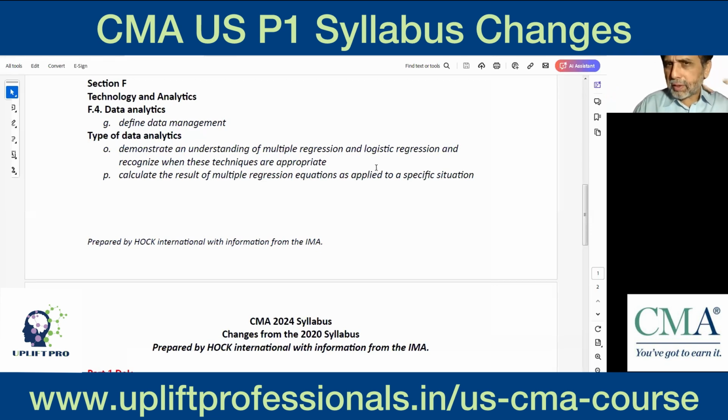Similarly, for a salesperson, probably education is not at all relevant. Other things matter. So, that's why they are stressing on multiple regression. See the second one also, calculate the result of multiple regression equations as applied to a specific situation.